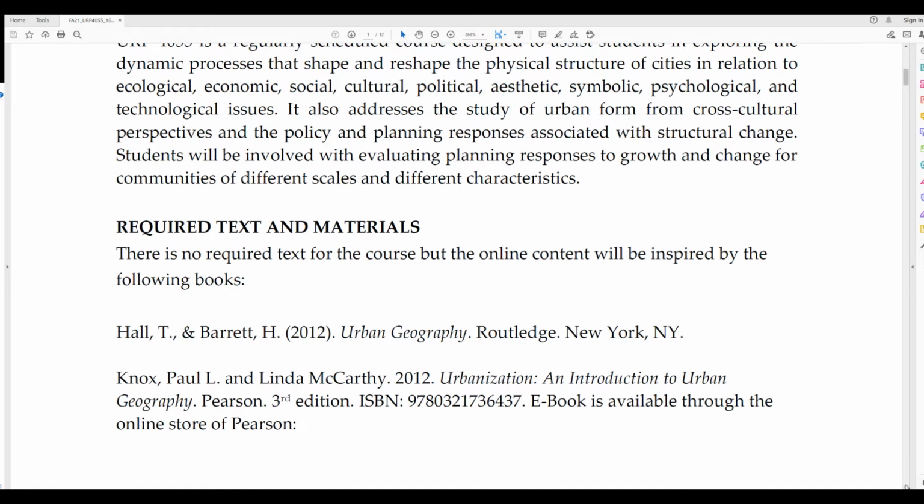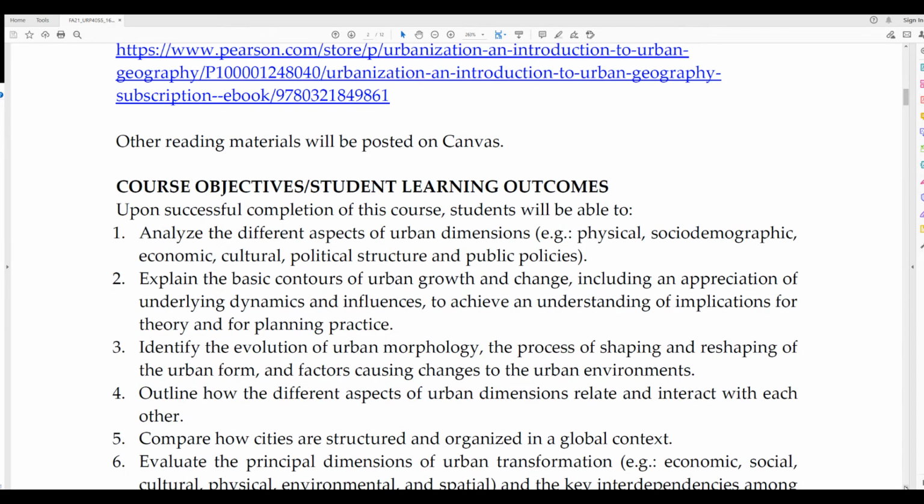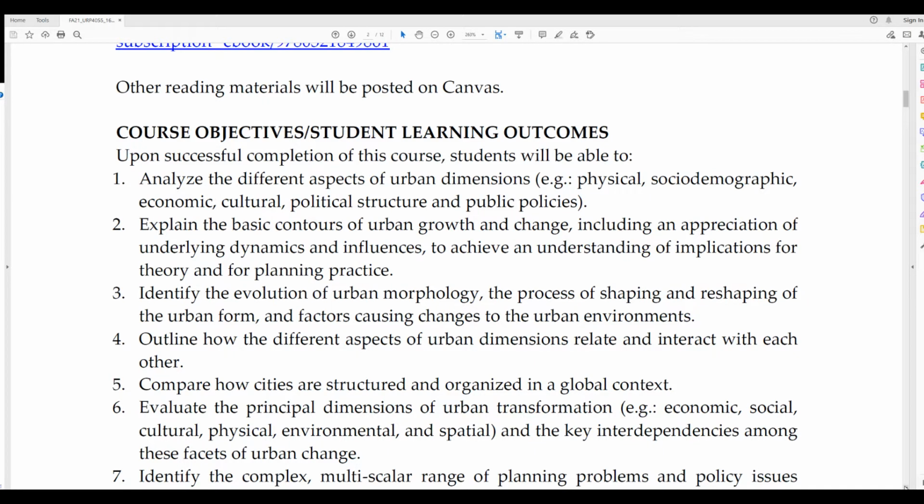This course does not have required text, but those two books listed here will offer some inspirations when I organize or compile the course materials. Those are the learning outcomes associated with this course. If you have any questions reading those, please let me know.